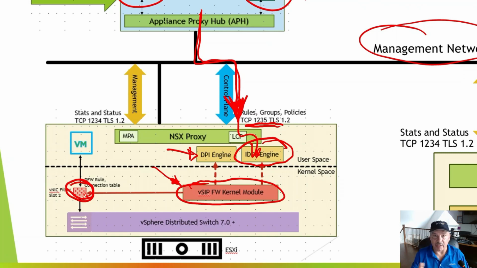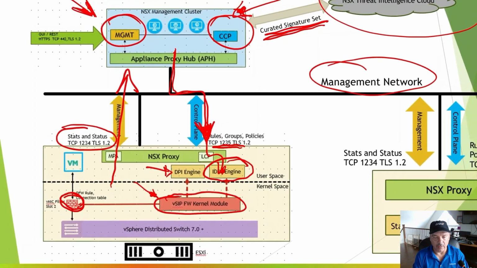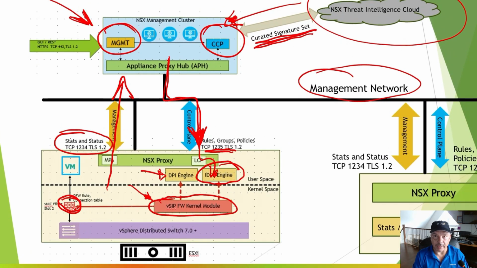Then statistics, for example, how often did that rule get hit, come back up through the management plane. Again, notice over here it's port 1234. So that's the ESXi host. That's the distributed IDS IPS.